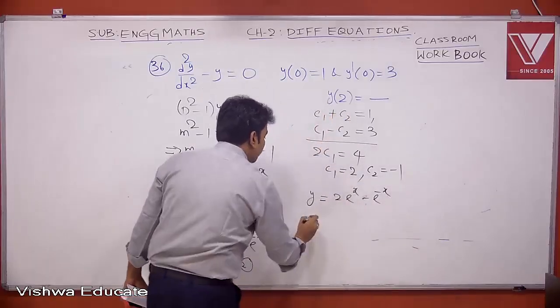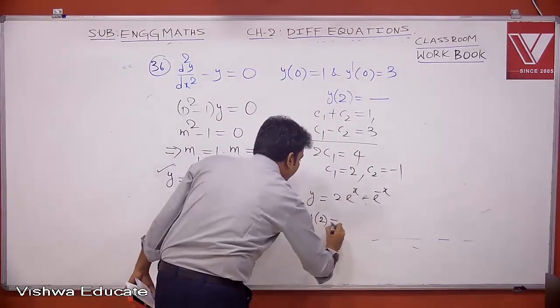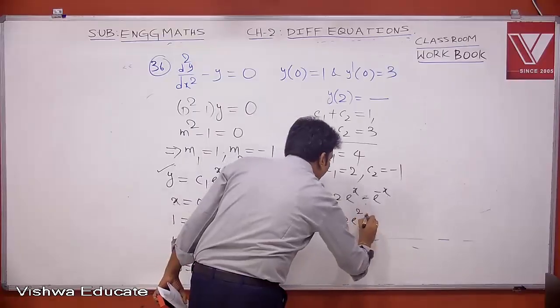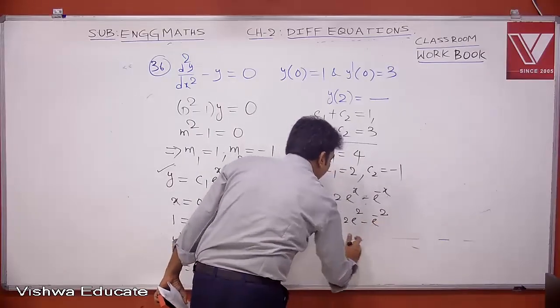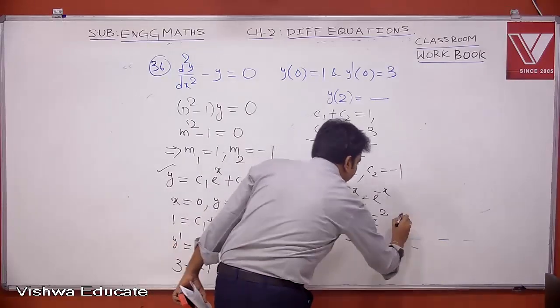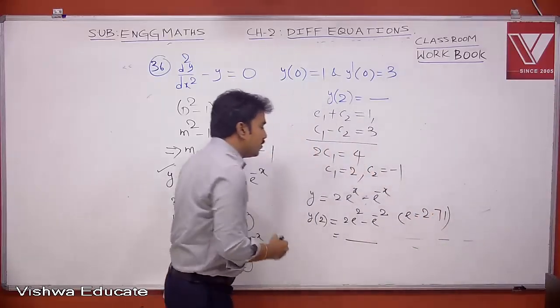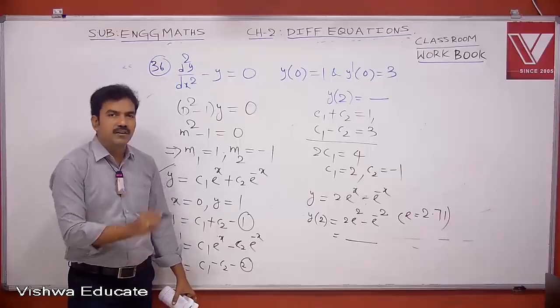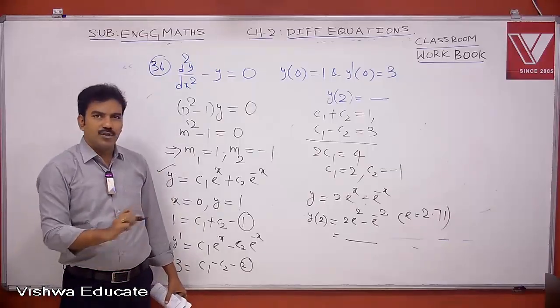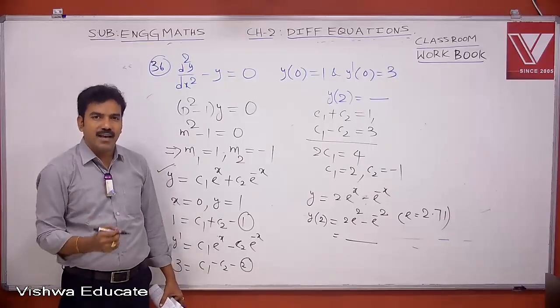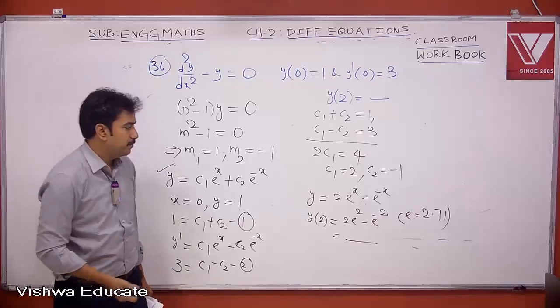But we need to find y of 2. So y of 2 is replace x by 2: 2 e square minus e power minus 2. So you simplify this value. Here e is nothing but Euler's constant, which is 2.71. So when numerical questions are given, you need to simplify. You need to write the answer value up to 2 or 3 decimal places as per the given question, right?